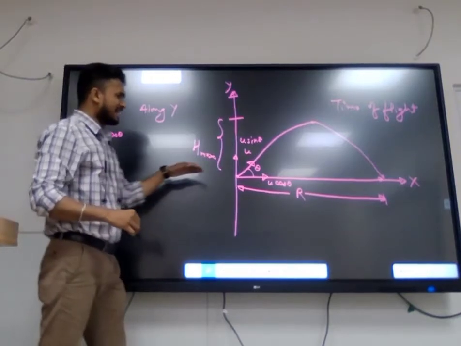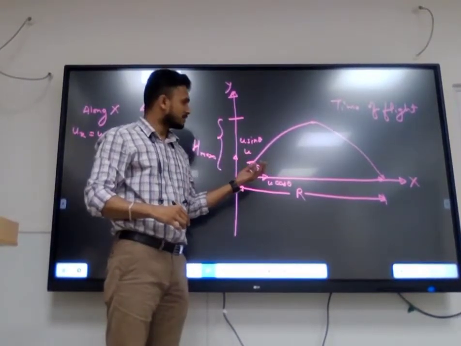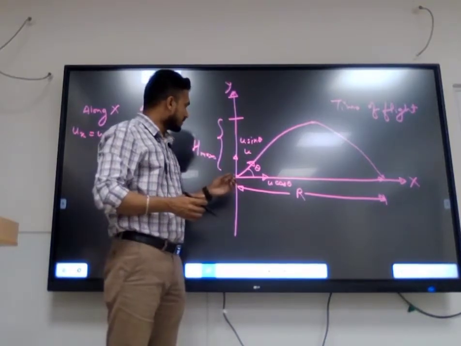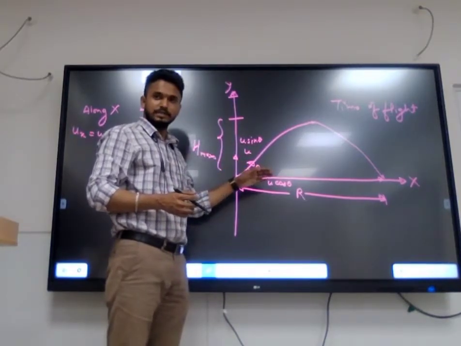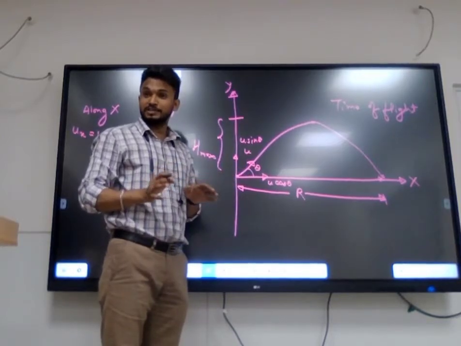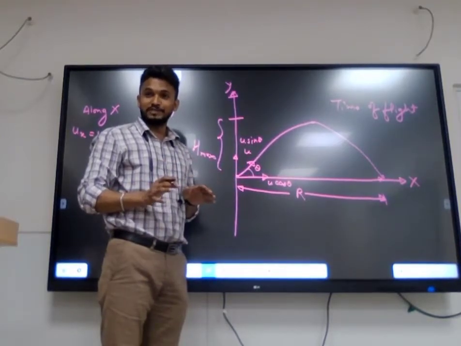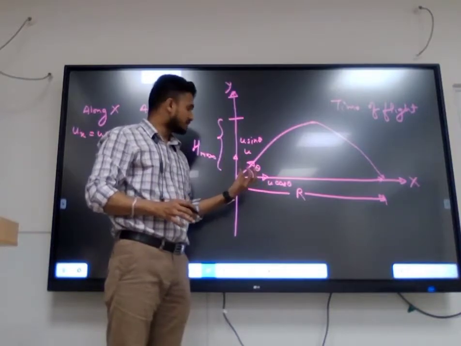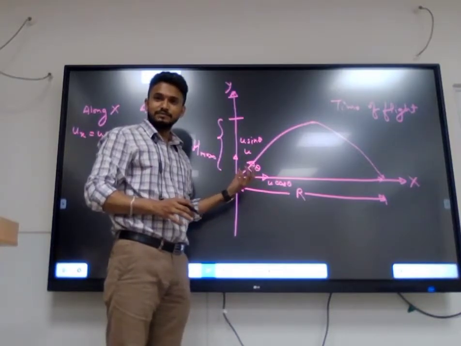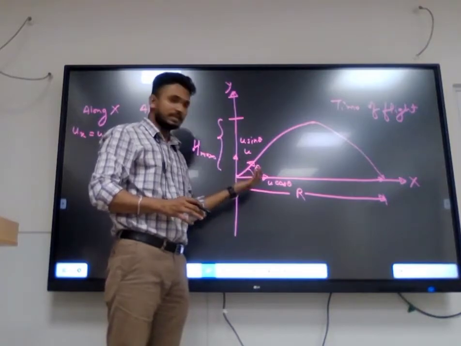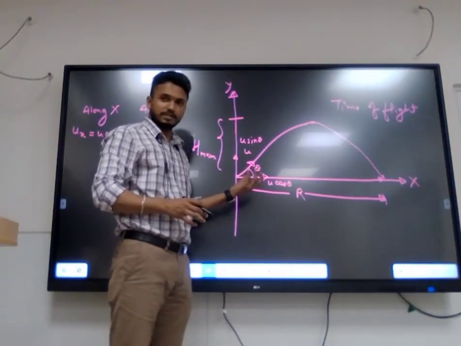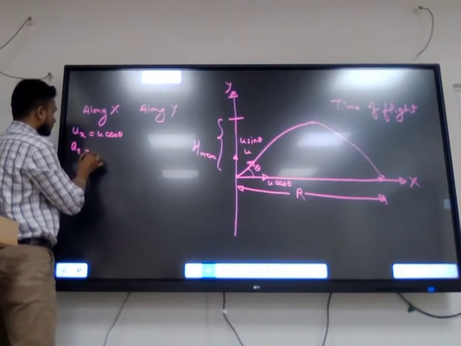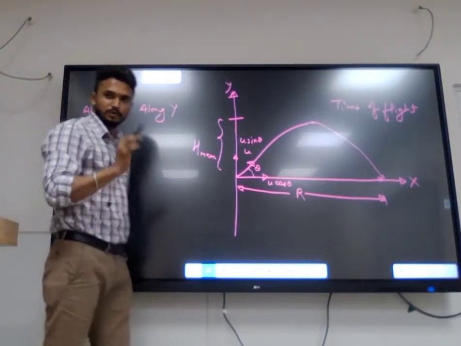Now, is there any acceleration acting? Let's not talk about air resistance, just neglect it. Is there any other force which is opposing it? Let's also not talk about friction. I know you must be thinking of friction, so ignore it. After ignoring friction and air resistance, is there any other force which is opposing it or supporting it? No. Means there is no other acceleration. So the acceleration along x will be 0. That's what we are saying.